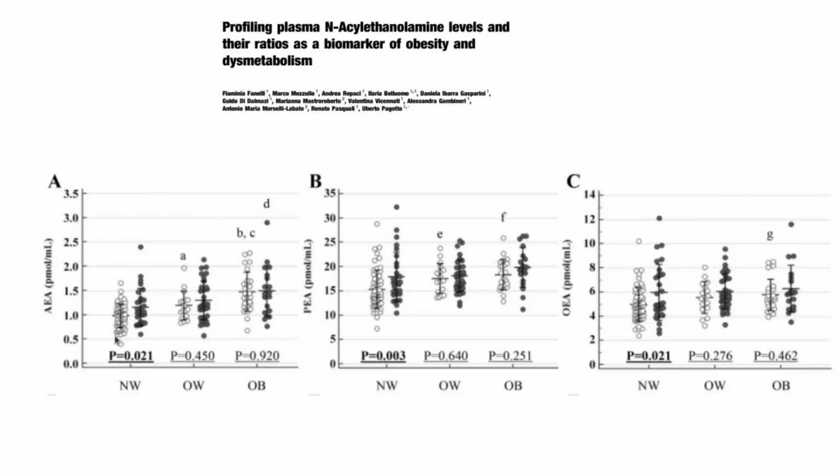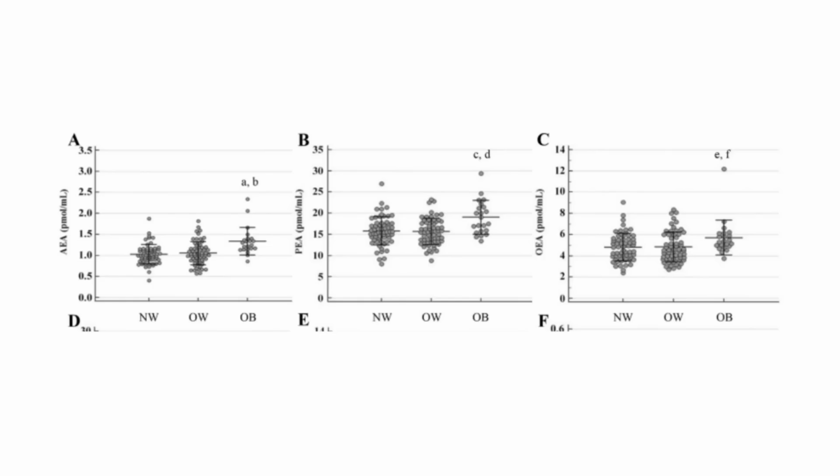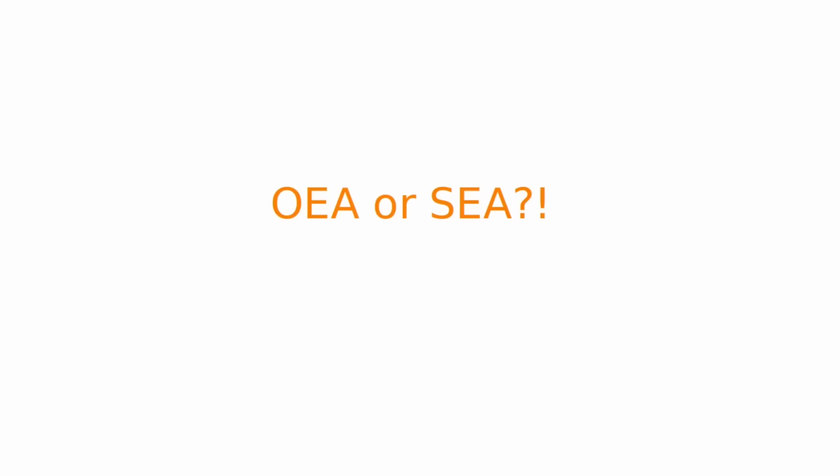And you can see that AEA and PEA and OEA all kind of go up together in obesity, and this is in men. This is the same chart, but this is in men. And you see again, in obesity, AEA is up, PEA is up, and OEA is up. And so OEA and PEA are both pretty widely sold as supplements.